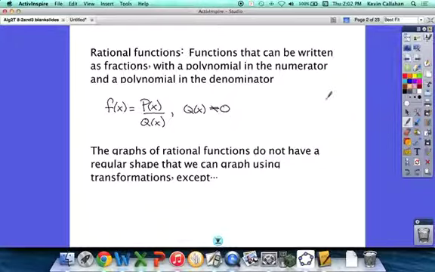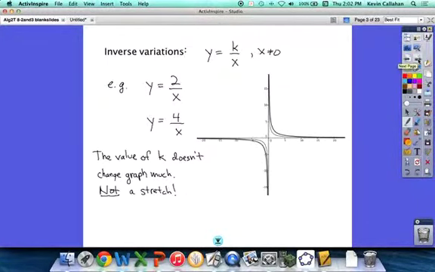They're not one standard shape that you move around by adding and subtracting and all the things that we've done with all the other functions. However, there is one that does work that way, and that function is called inverse variation. An inverse variation has the form y equals k over x. And again, x does not equal 0. K is a constant. It's not a variable. It's taking the place of a number. It could be 2 over x. It could be 4 over x, right? It's some number divided by x. That's what an inverse variation is.